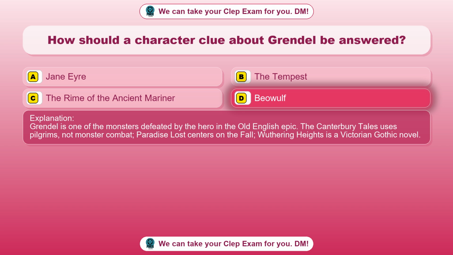The Canterbury Tales uses pilgrims, not monster combat. Paradise Lost centers on the fall. Wuthering Heights is a Victorian Gothic novel.